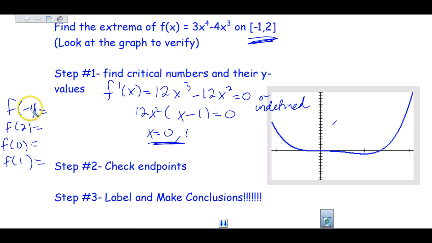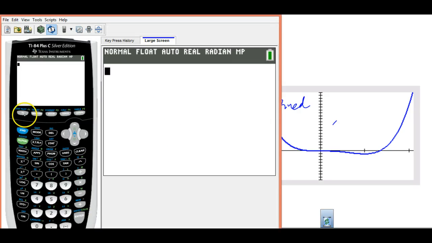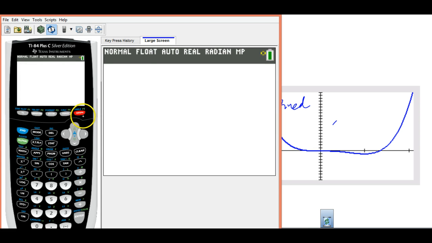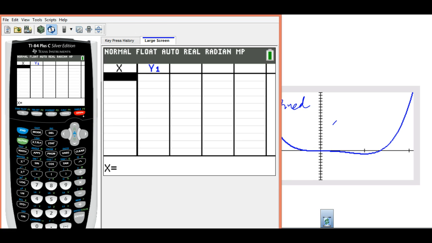Okay, so you need to plug these back into the original function. Just as a quick reminder, there are some ways that you can speed that up. This one's not hard to plug in, but I had been using my graphing calculator to graph this function, so I have the original function in my y equals. Remember that you can use the ask feature on your table to quickly crunch some numbers. So some of the x values we were interested in were 0, 1, -1, and 2. So that would be a quick way to generate those values.